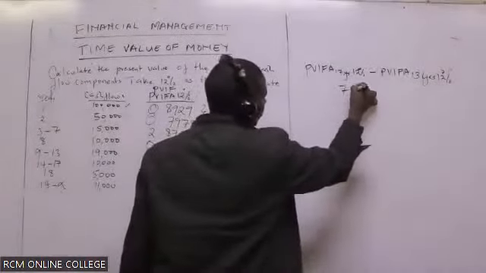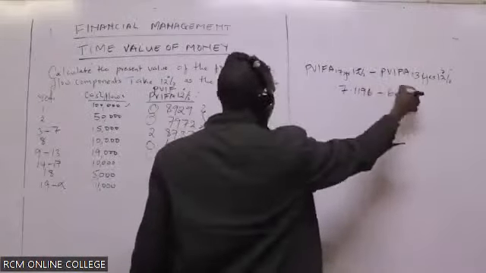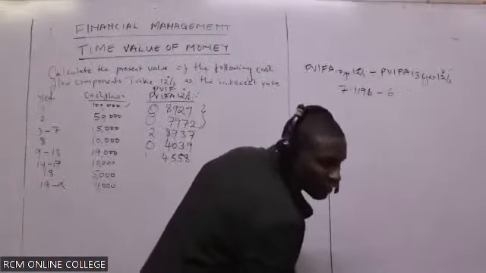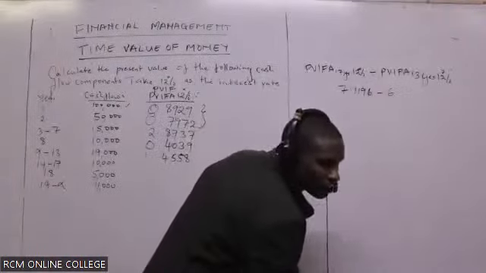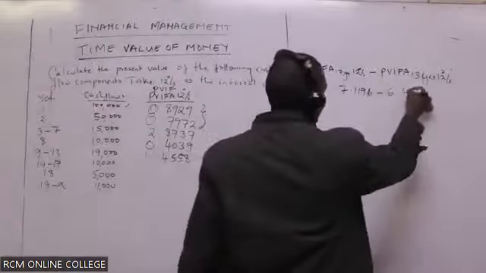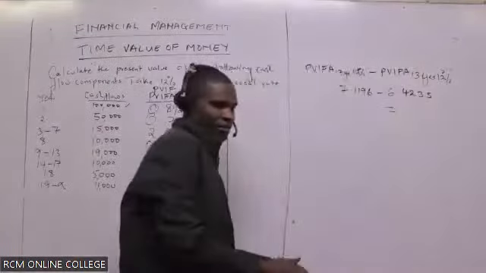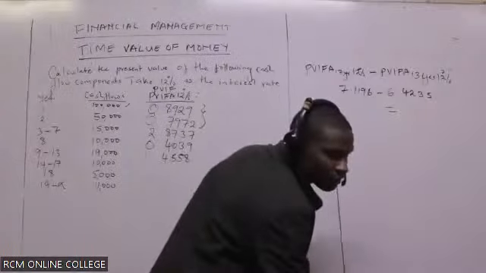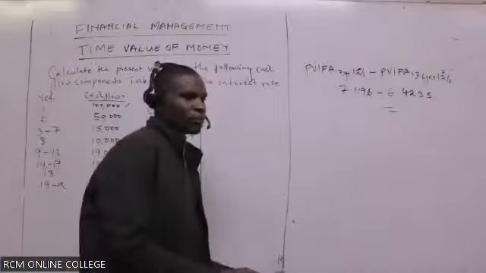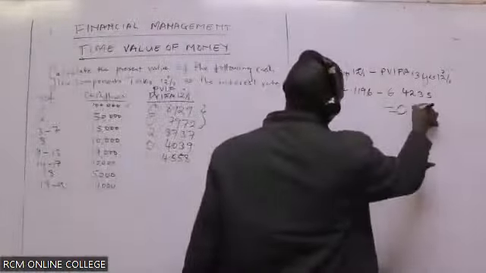So I am given 7.1196, minus what I had here, 6.4235. You can trace it here. As simple as that. What difference do we get? 0.6961.